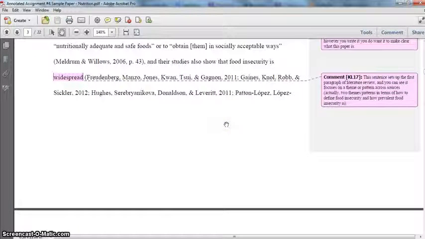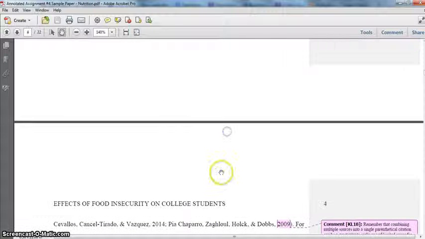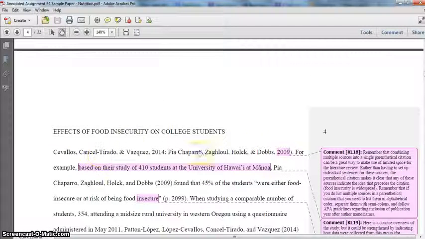Now remember that if you do include multiple sources in a single parenthetical citation, what you need to do is you need to alphabetize them just like they would appear in the references list. You need to separate them with semicolons, and you need to follow APA style as far as author information, comma, and the publication year, and use ampersand.